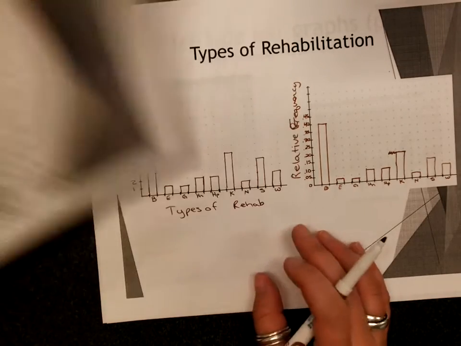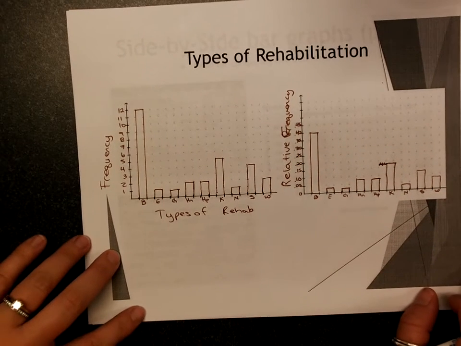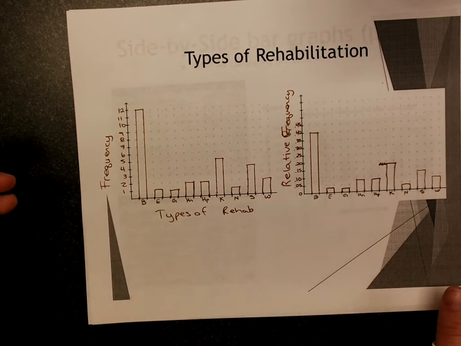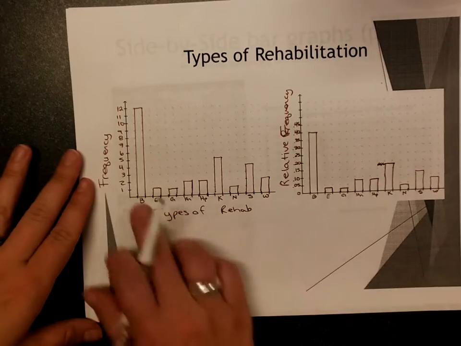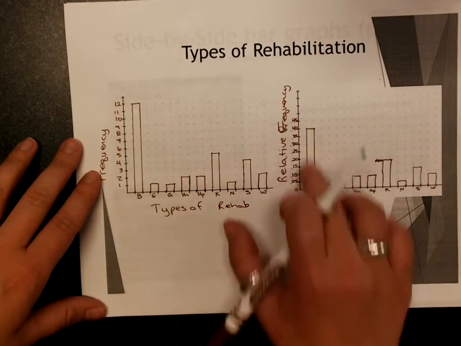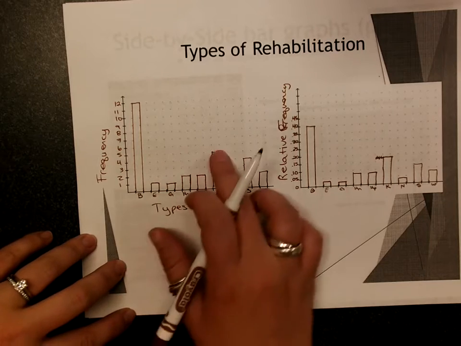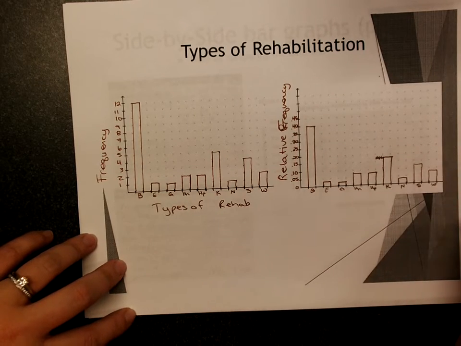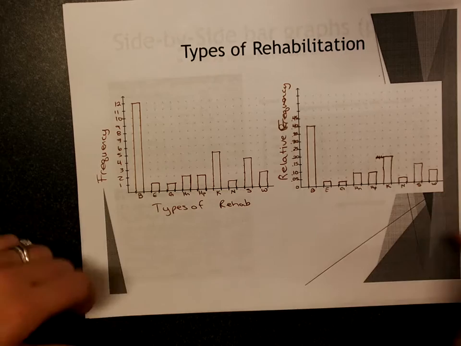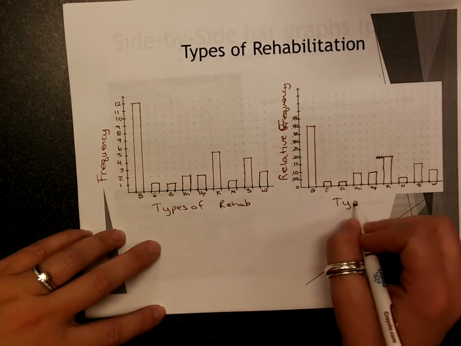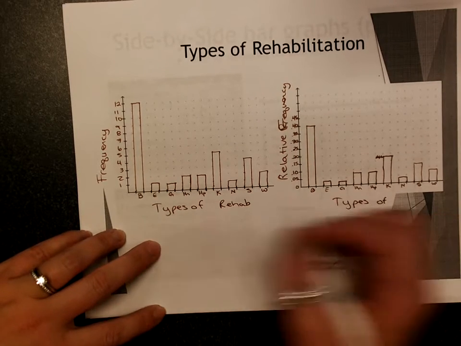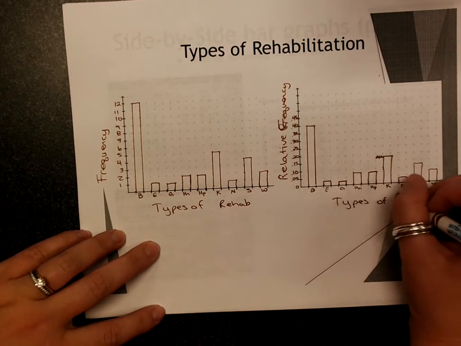So I'd like you to look at both of these. They both give us the same information. They both quickly tell us the most or the highest frequency, which would be also the relative frequency. It tells you which ones are the same, where we have a little bit more different types of rehab. So they give you the same information, so it doesn't matter if you use frequency or relative frequency.